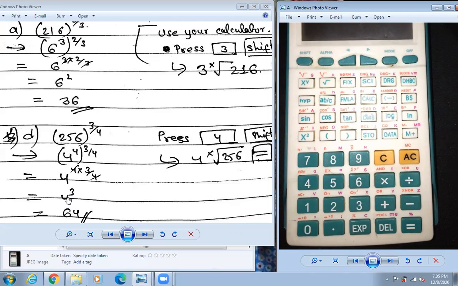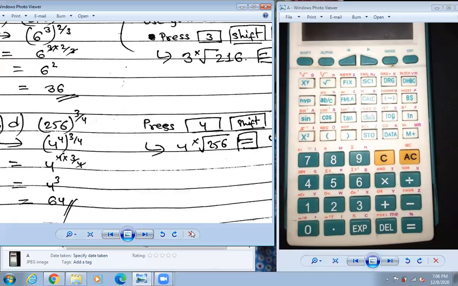4 cube means 4 into 4 into 4, that means 4 times 4 is 16, 16 times 4 is 64. If you don't know the calculation, then you need to use the calculator. This is the power key. For the power you just press this one only: 4 power 3. You'll get 64. Magic. So this is going to be the answer.